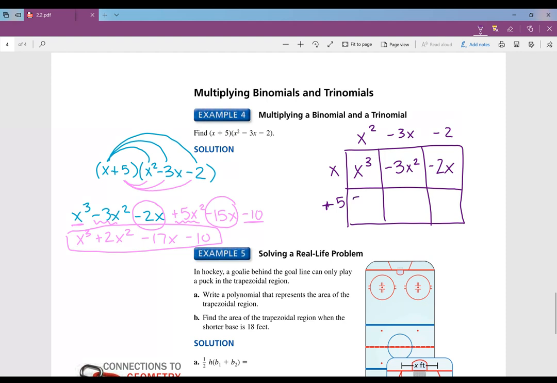5 times x squared is 5x squared. 5 times negative 3x is going to be negative 15x. And 5 times negative 2 is negative 10. And so if we write that out, we have x cubed minus 3x squared minus 2x plus 5x squared minus 15x minus 10. If you notice, you get the same thing that we did when we distributed. So either way works, just do whichever way is best for you.